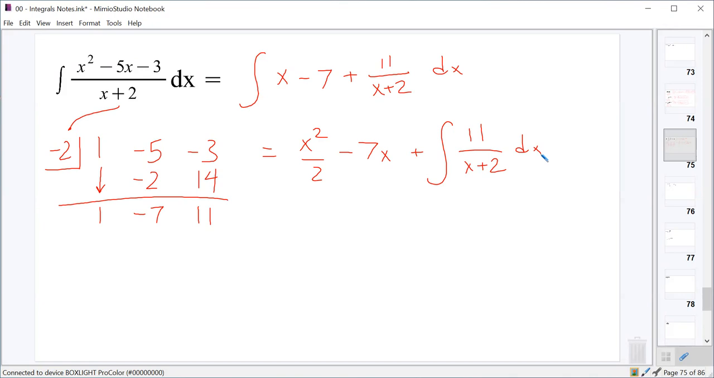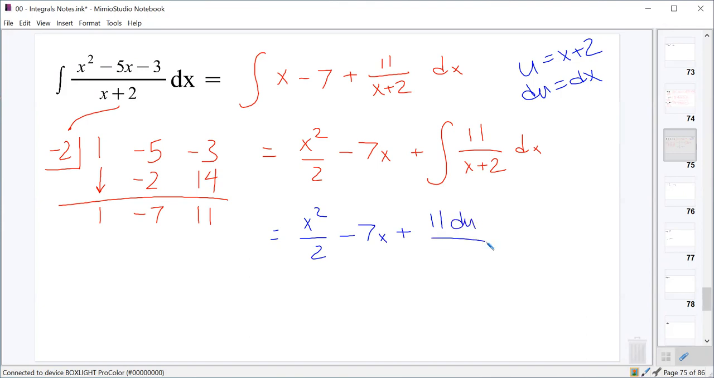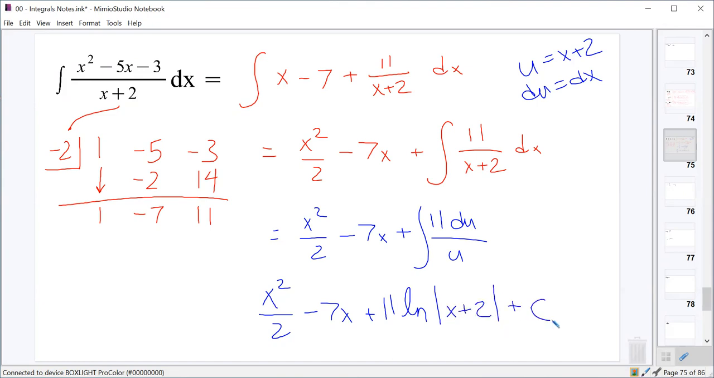So we'll do that same u substitution from the previous page. We're going to let u equal x plus 2, where du is just dx. Turning this into x squared over 2 minus 7x plus 11 du over u inside of our integral. And we'll then just end up with x squared over 2 minus 7x plus 11 natural log absolute value of u. And instead of u, I'm going to write x plus 2. And then I'll throw our constant down there at the end.